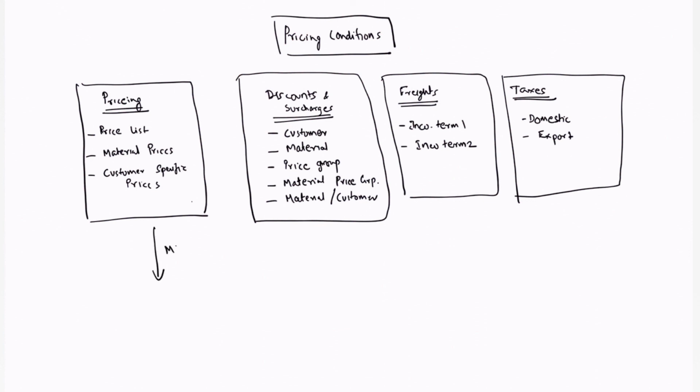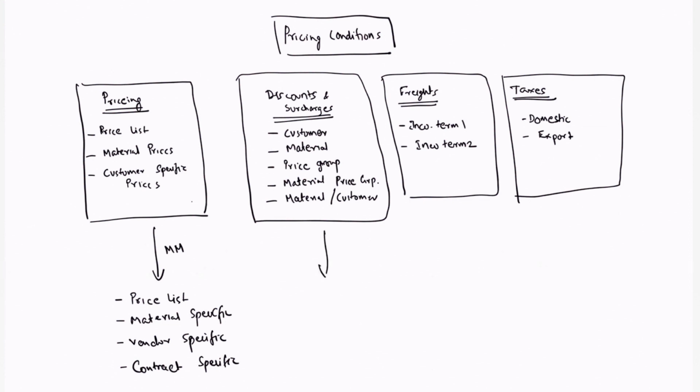Now, these were for the SD documents, but when it comes to materials management, it's pretty much the same pricing conditions. They are broadly divided into 4. So again, under pricing, they could be price lists, material specific price lists, or material specific prices. Then you could have vendor specific prices. Again, remember, this is materials management, so instead of customer, it's vendor. And then you have contract specific prices.